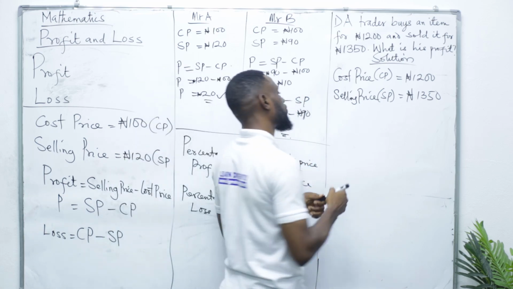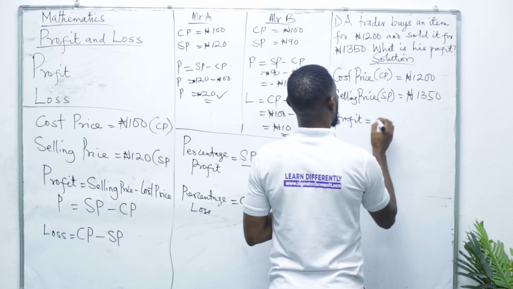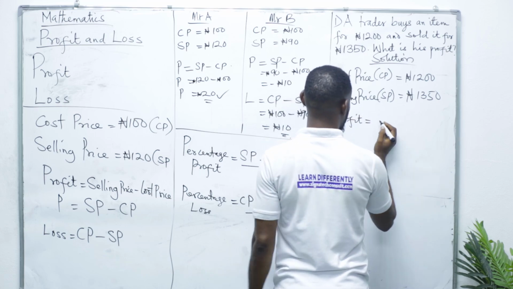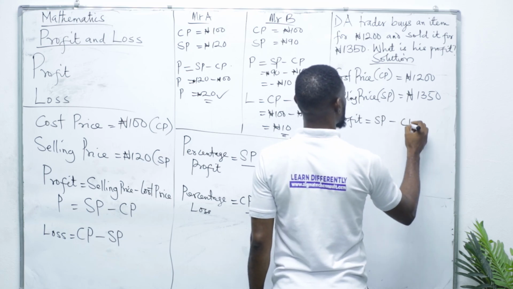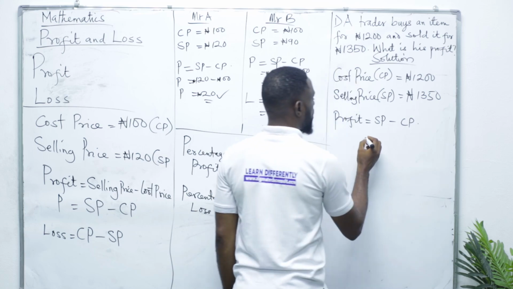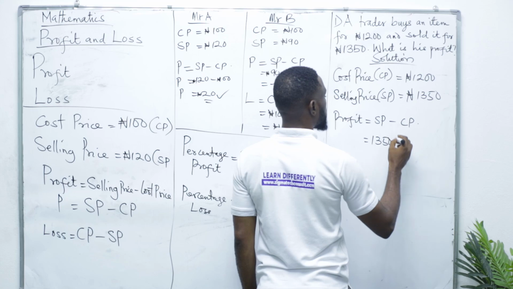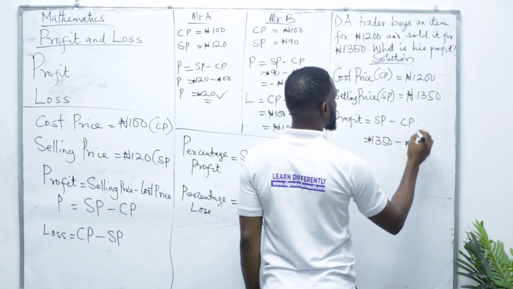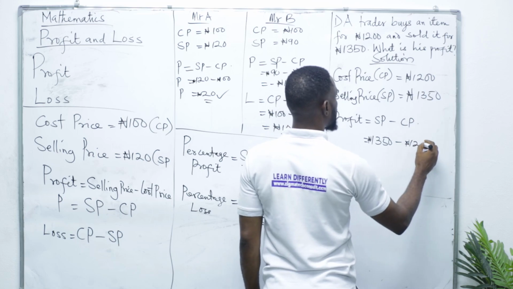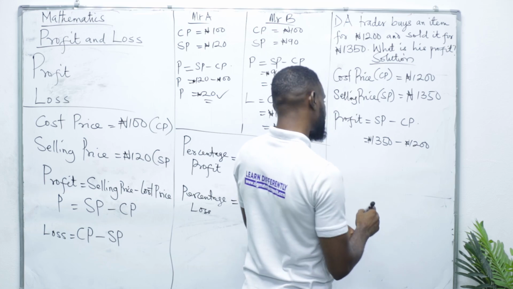So what's the formula for profit? Profit is equal to selling price minus cost price. So our selling price is 1,350 minus, that is in naira, minus the cost price, 1,200. Do you understand that now?